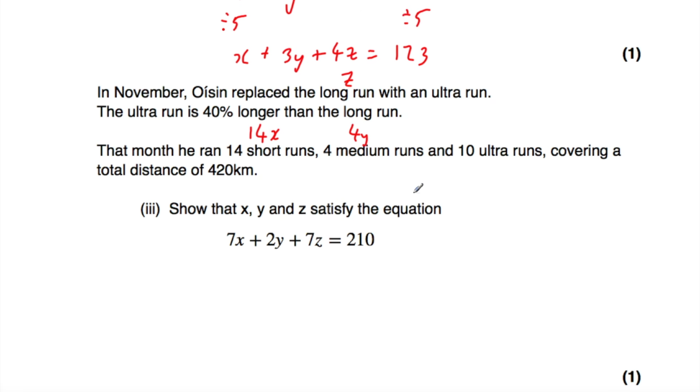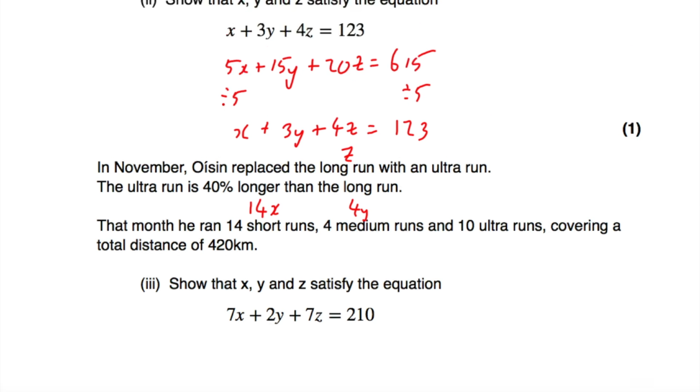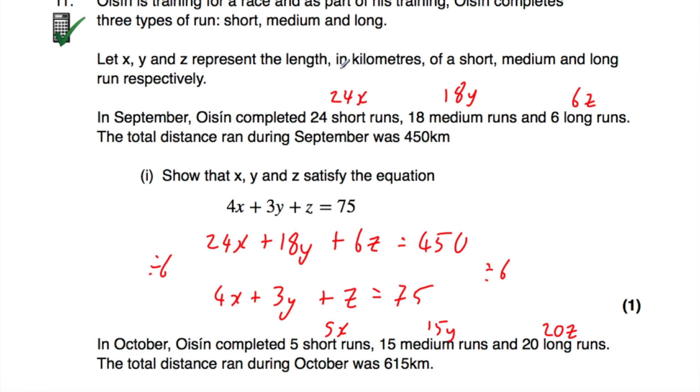210. Now, one thing I've noticed here is that in terms of the ultra run, they haven't given us a new letter. We're still using z's, and if we go back up, z was the length of the long run.